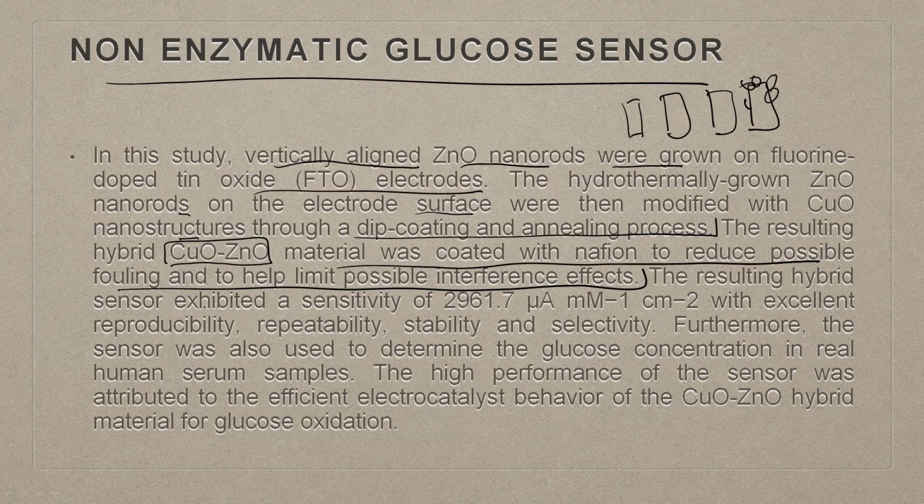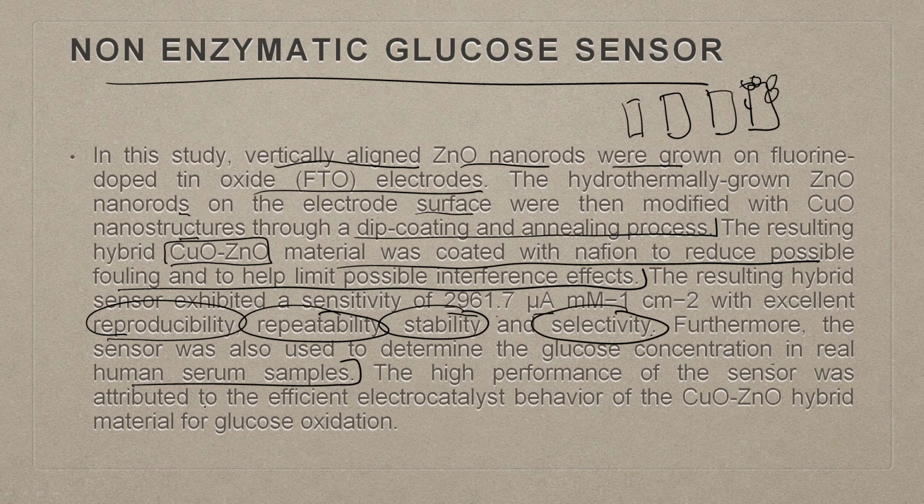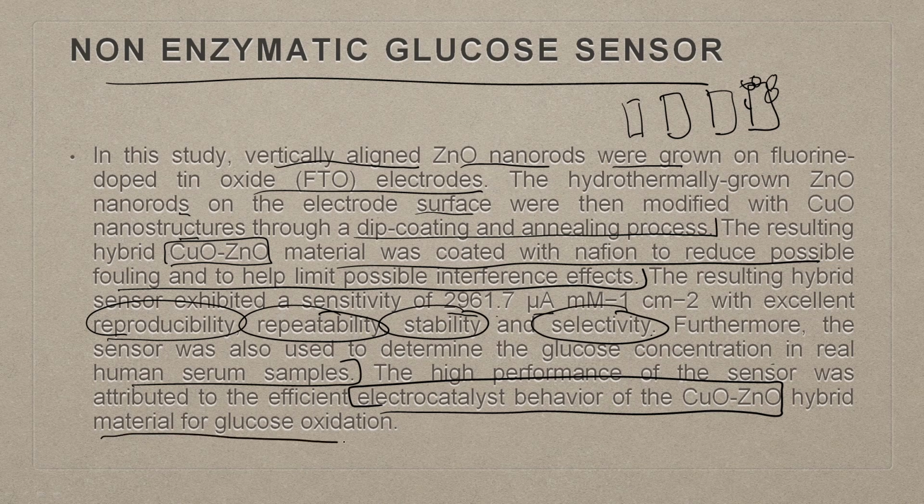Okay. The resulting hybrid sensor exhibits a sensitivity of 2961.7 microampere with excellent reproducibility and repeatability, stability and selectivity. So, remember these words: reproducibility, repeatability, stability and selectivity. Furthermore, the sensor was also used to determine glucose concentration in a real human serum sample. The high performance of the sensor was attributed to the efficient electrocatalytic behavior of the copper oxide and zinc oxide hybrid material for glucose oxidation. So, this is one of the very promising materials which is currently being explored by several groups in the world as well as in the industry.